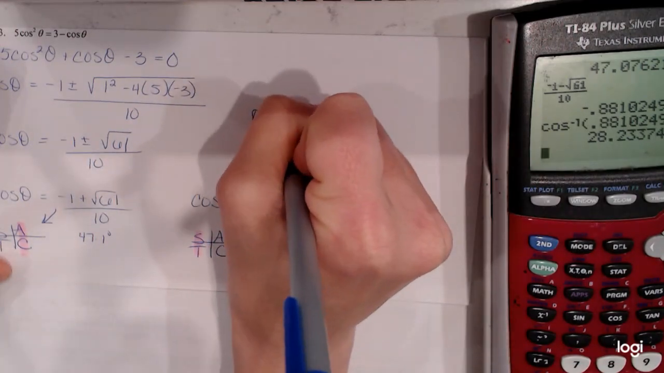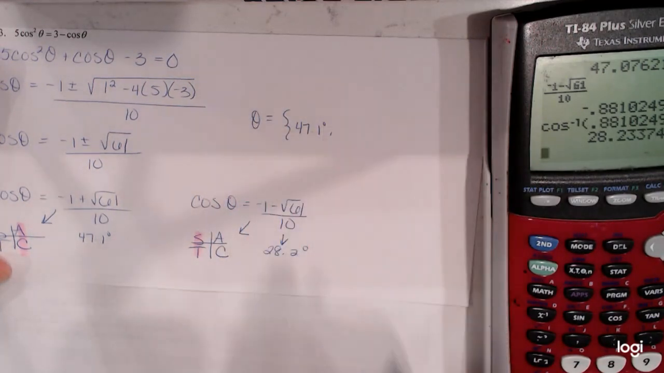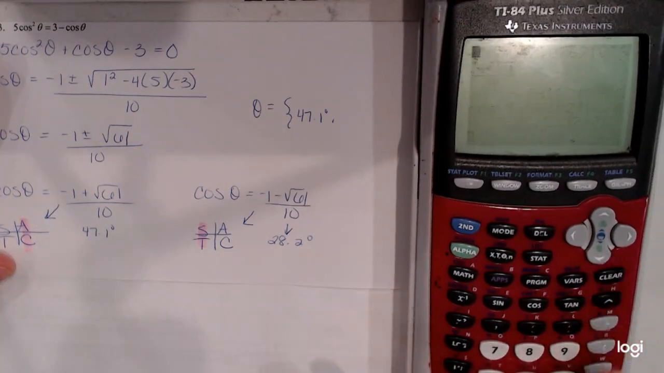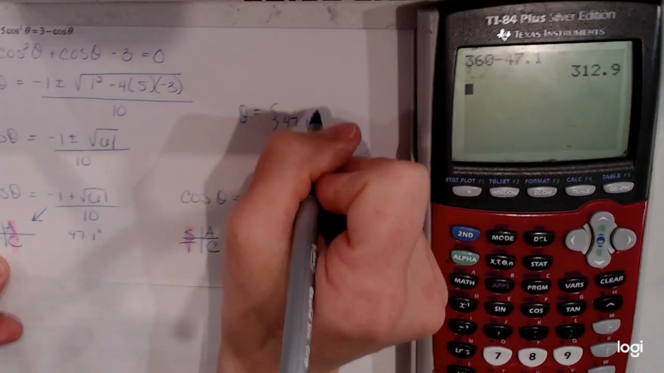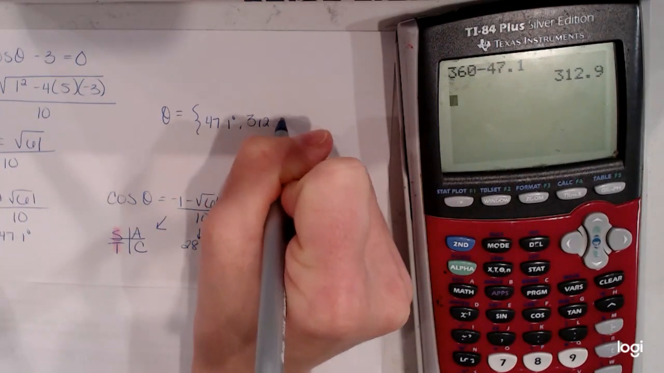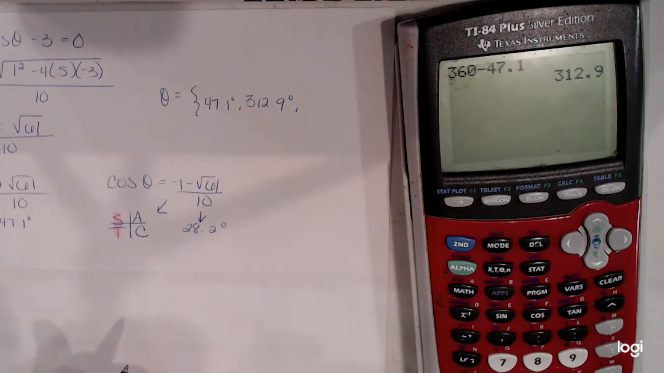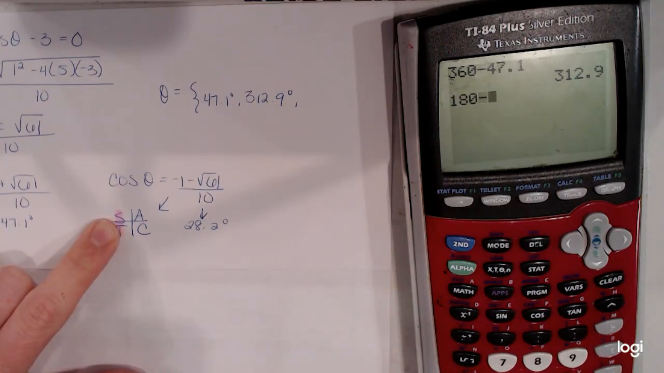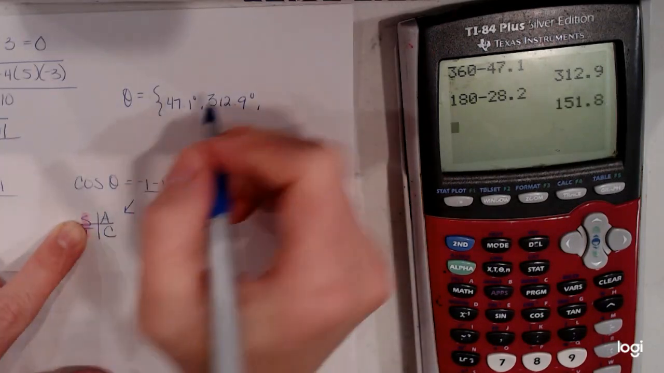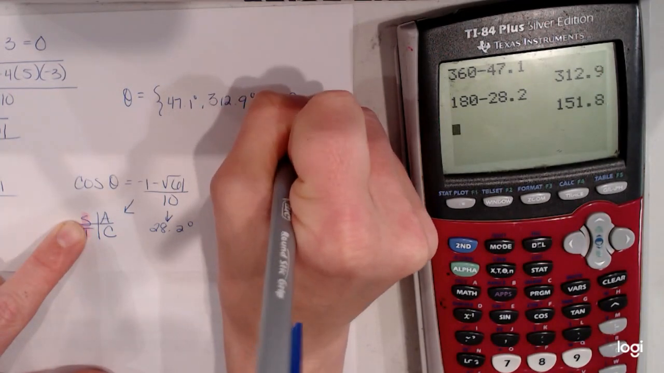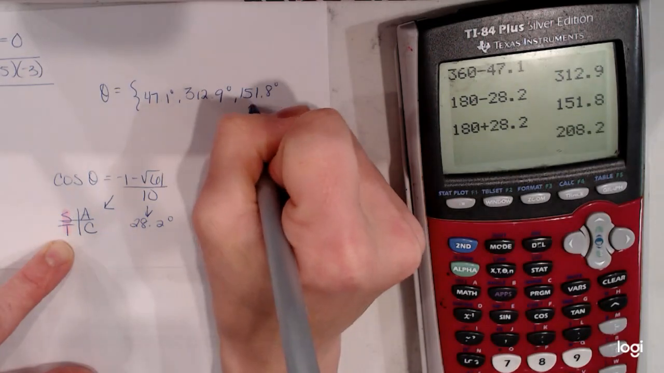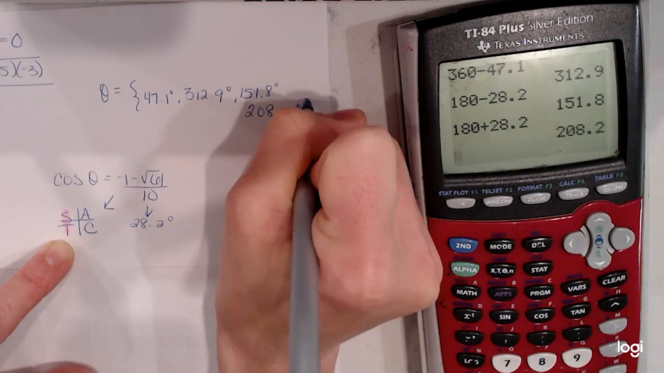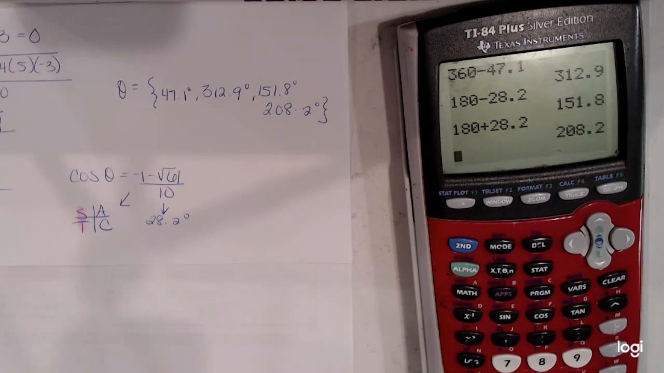So 47.1 degrees in quadrant 1 is 47.1. 360 minus 47.1 gives us 312.9 degrees in quadrant 4. 180 minus 28.2 gives us 151.8 degrees in quadrant 2. And 180 plus 28.2 gives us 208.2 degrees in quadrant 3.